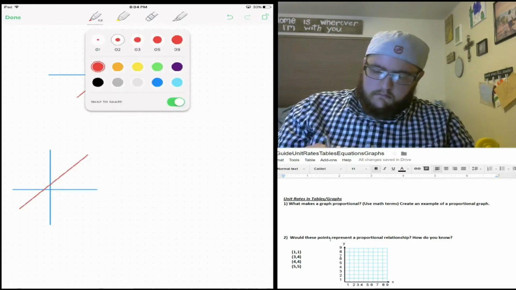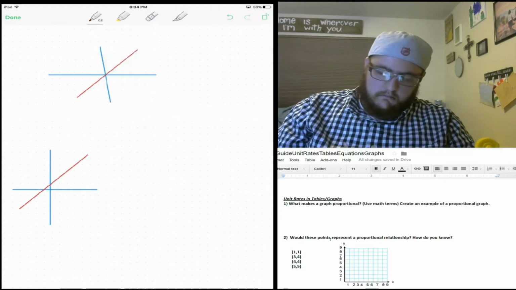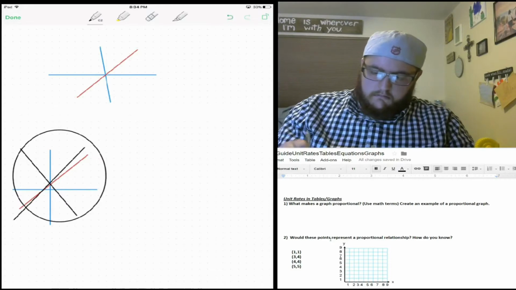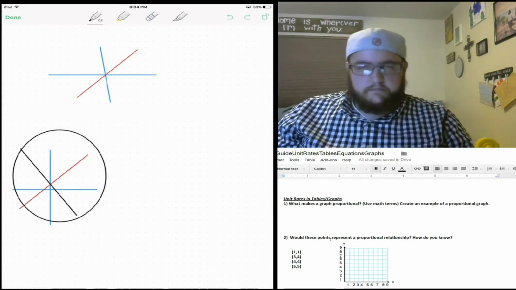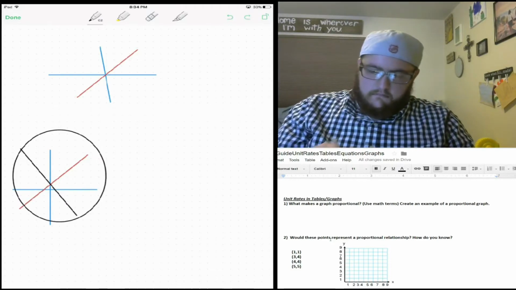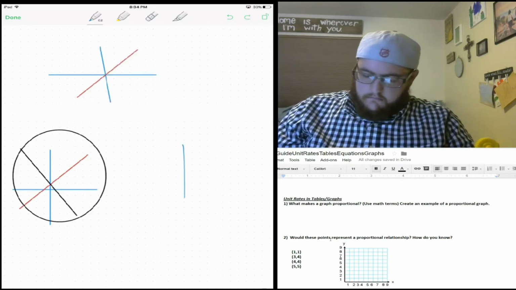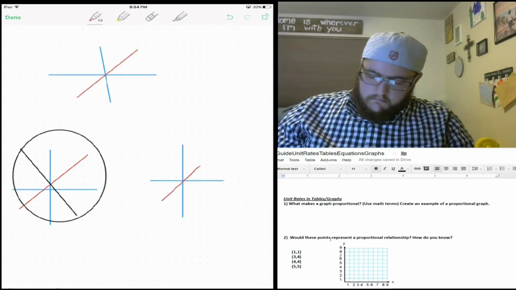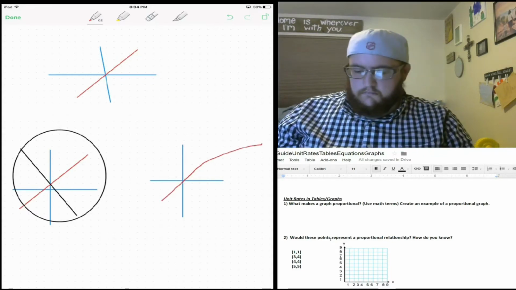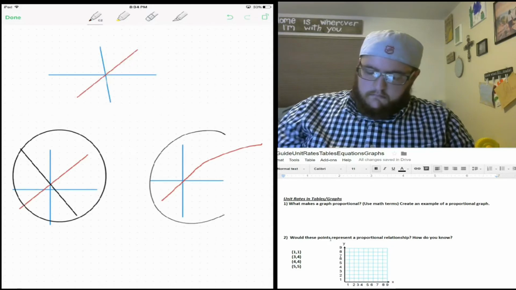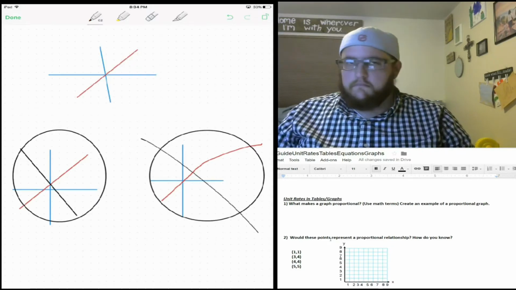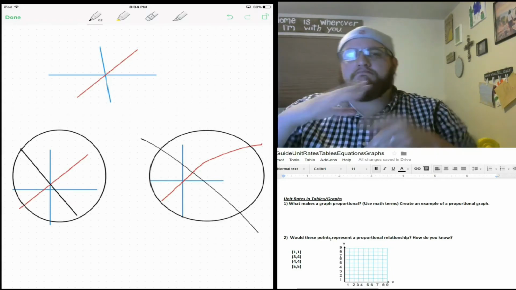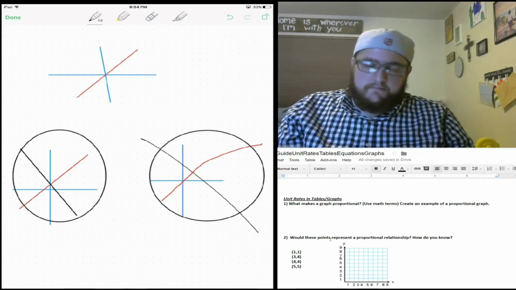So while this line is straight, it does not go through the origin, therefore it is not proportional. Oh, I'll get rid of one of those lines so it doesn't look as confusing. So this is not proportional. Another example of a graph that is almost proportional. So this one does go through the origin, but notice it curves as it increases. This is also not proportional because while it does go through the origin, it is not a straight line. So our bottom two examples are examples of graphs that are not proportional.